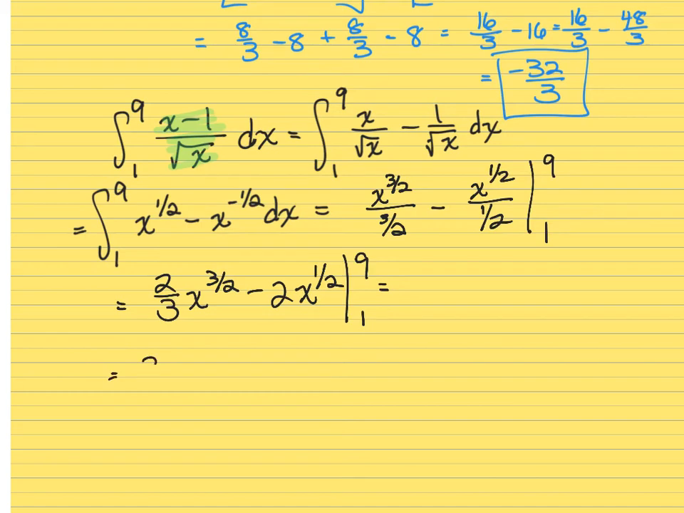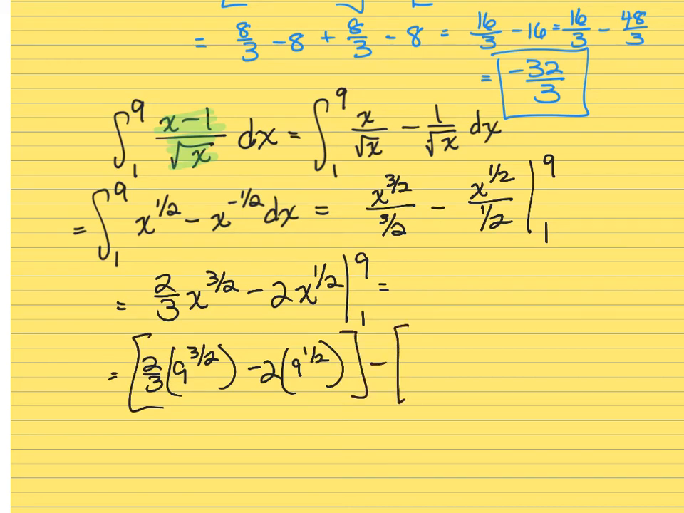If I plug in a 9, I get 2/3 times 9 to the 3/2 minus 2 times 9 to the 1/2. And then I'm going to subtract, plug a 1 in: 2/3 times 1 to the 3/2 minus 2 times 1 to the 1/2. Right? And so, got to remember how fractional exponents work. Raising 9 to the 3/2 means you first take the square root and then you cube it.